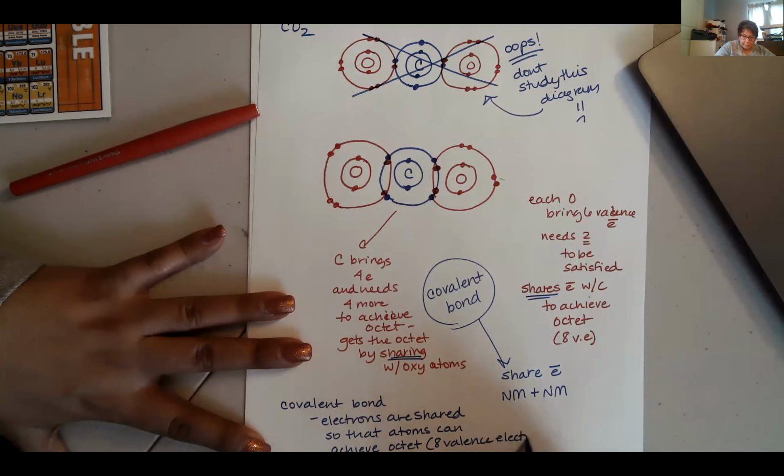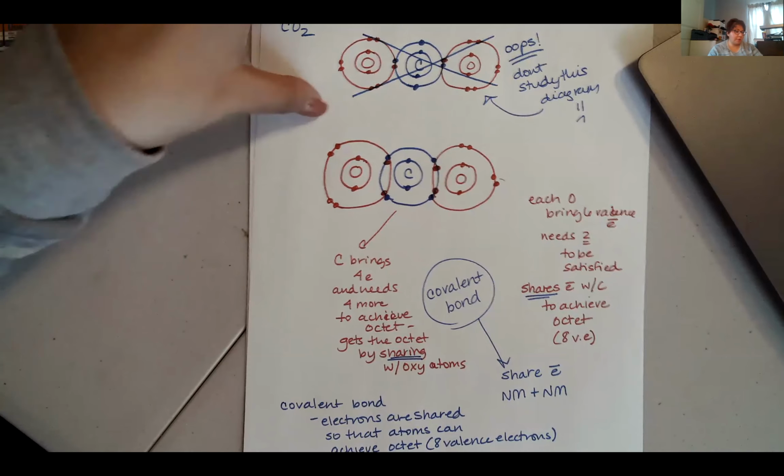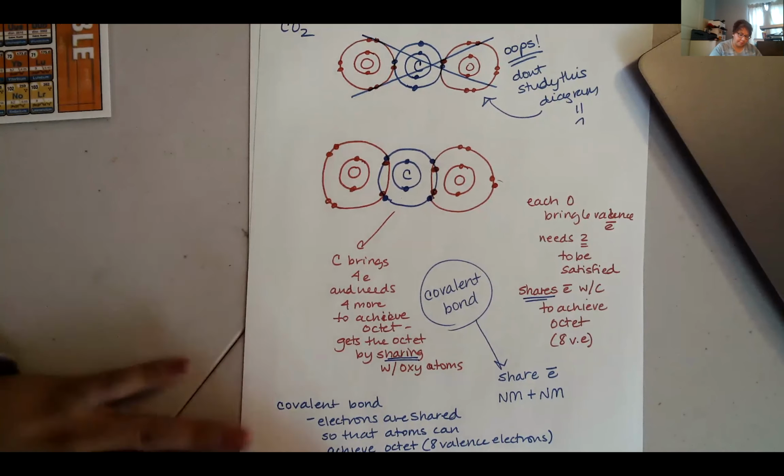Now, the problem with covalent bonds, or I shouldn't say the problem, but there are two different kinds of covalent bonds. There are polar covalent bonds, and then there are non-polar covalent bonds.